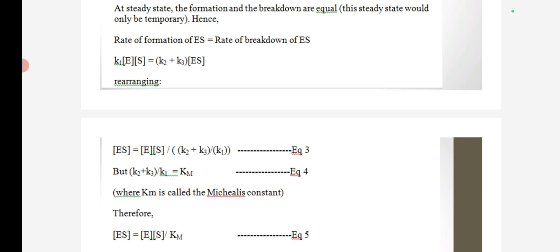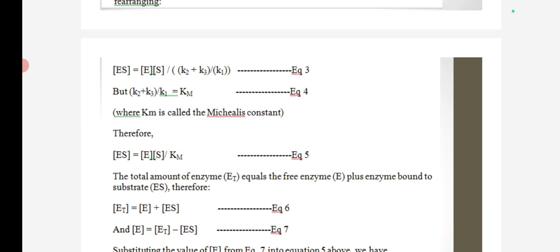Now the enzyme-substrate concentration alone we keep on one side, and the remaining goes to the other side. Now enzyme concentration times substrate concentration divided by K2 plus K3. Here K1 is further divided, meaning it goes to the top. But K2 plus K3 divided by K1 we consider as Km, the Michaelis-Menten constant. Now we substitute this. Therefore, enzyme-substrate complex equals enzyme concentration times substrate concentration divided by Km. This is considered as equation 5.